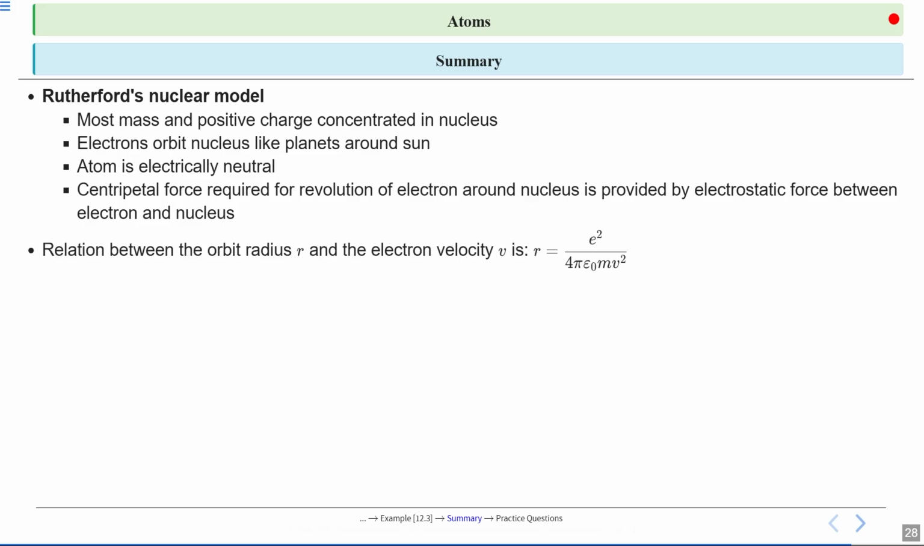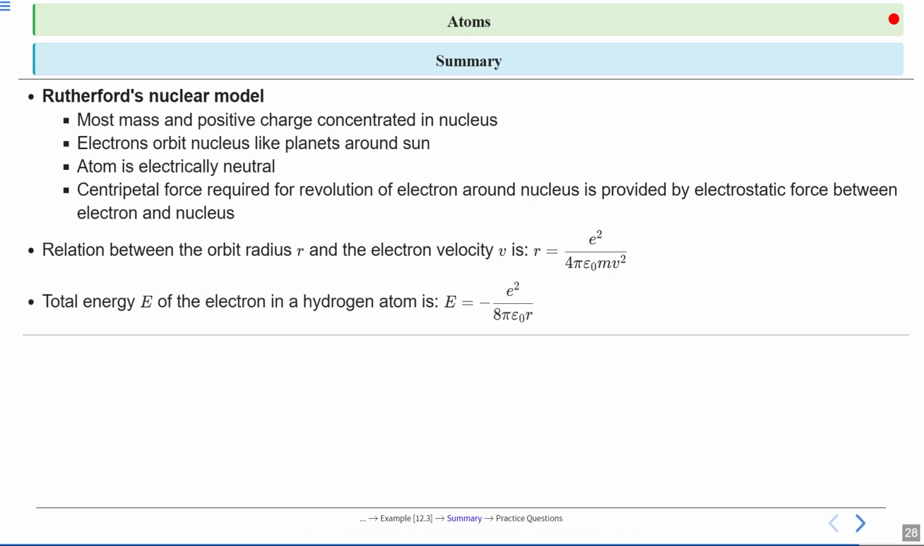Here is the relationship between the radius of the electron's orbit r and its velocity. r is equal to e square upon 4 pi epsilon naught m v square. In this formula, e is the charge of the electron, epsilon naught is the permittivity of free space, m is the mass of the electron, and v is the velocity of the electron. Finally, let's look at the total energy of the electron in the hydrogen atom, which is given by E equals minus e square upon 8 pi epsilon naught r. The negative sign means the electron is bound to the nucleus and it would take energy to remove it.